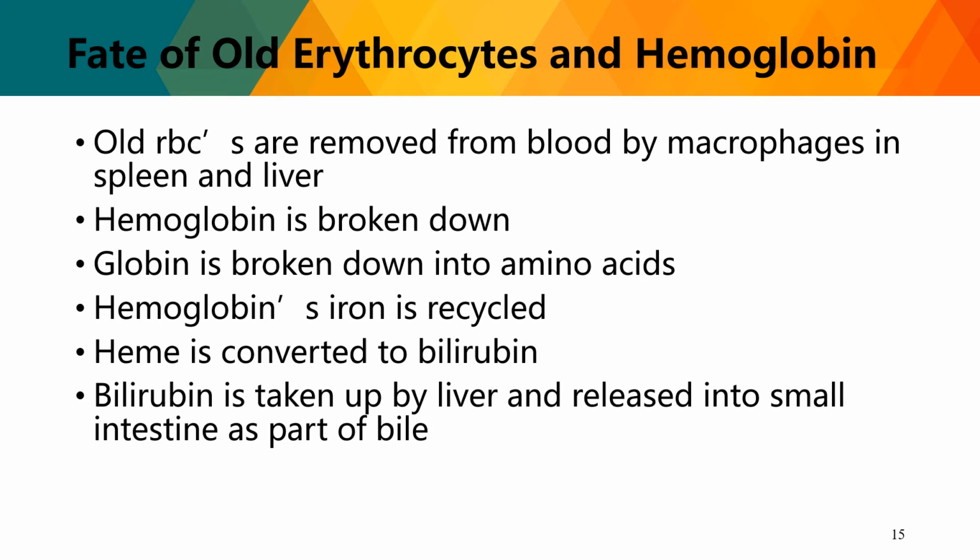So, old RBCs are removed from the blood by macrophages in your spleen and your liver. So, the hemoglobin is broken down, and globin is broken down into amino acids. And then, the hemoglobin's iron is recycled. The heme is converted to bilirubin, and bilirubin is taken up by the liver and released into the small intestine as part of your bile. So that's how your old erythrocytes and hemoglobin end up after being eaten by macrophages and being broken down into different components in your body.